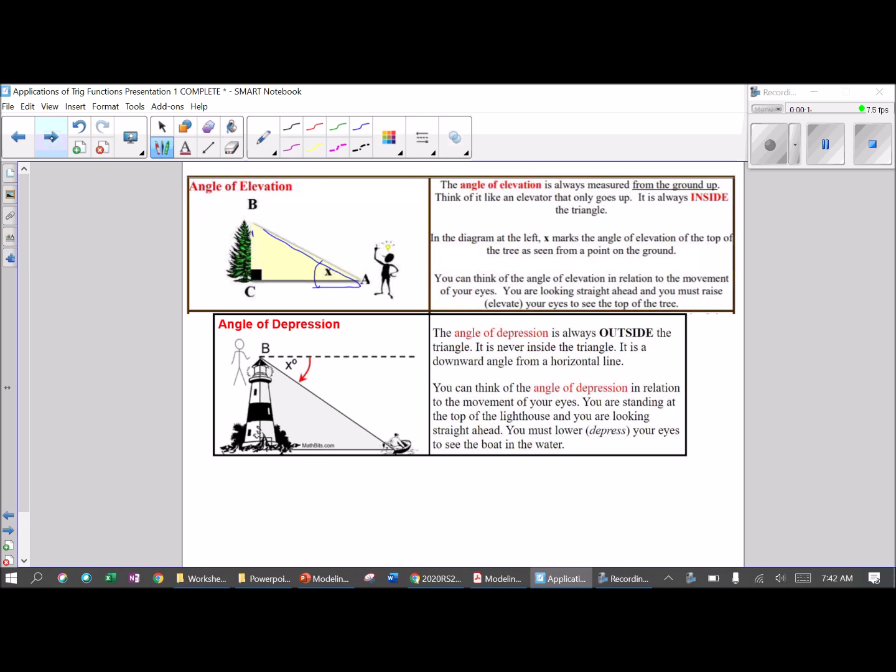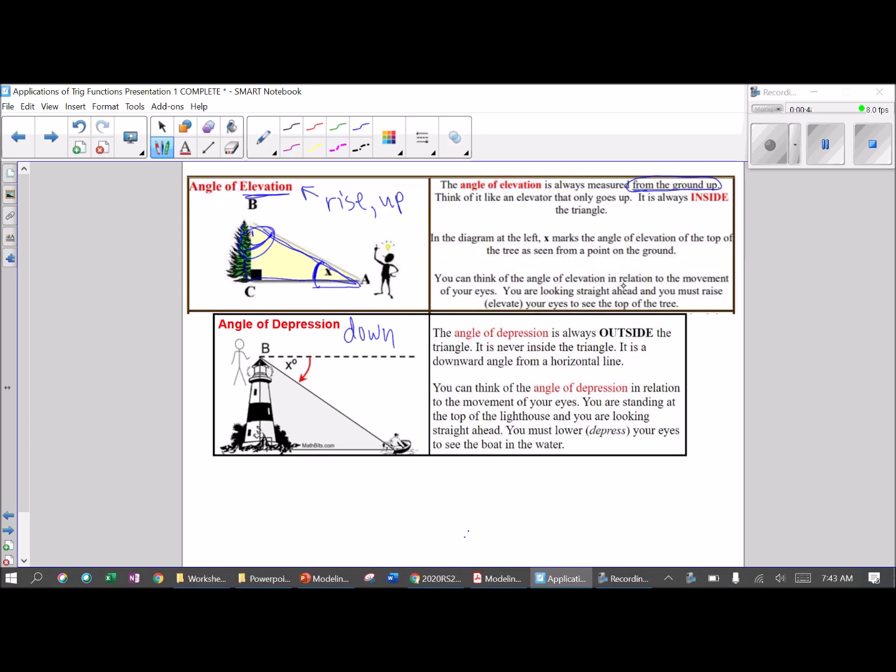Okay, now angle of elevation, angle of depression. This is one of the most common uses of the right triangle. Angle of elevation, when I hear elevation, I think rise, right? Like going up. When I think of depression, I think of going down. So angle of elevation is an angle that's measured from the ground up. So if you look at this triangle right here, there's two angles, this one right here and this one right here. This one has nothing to do with the ground. So this is your angle of elevation.